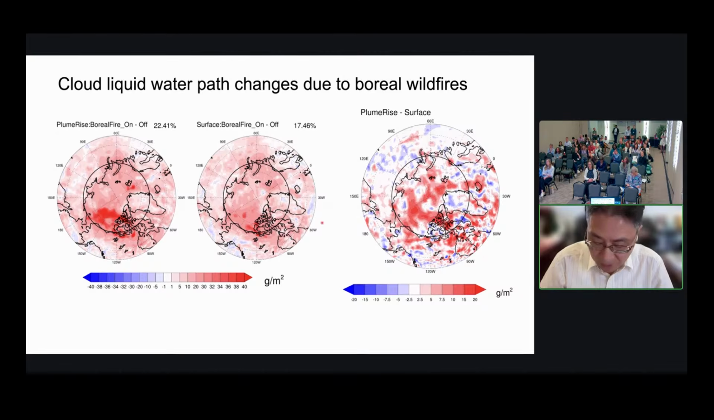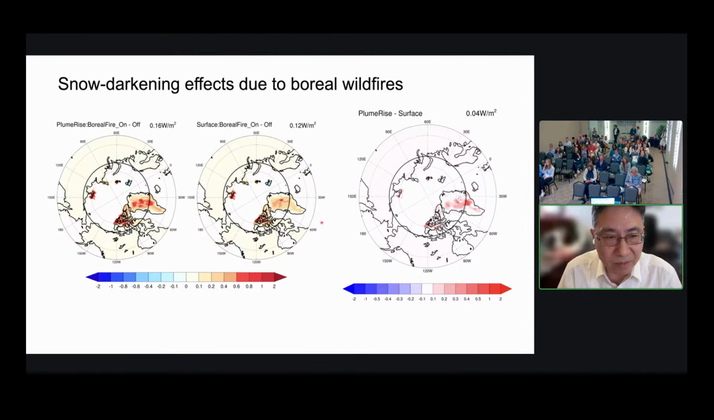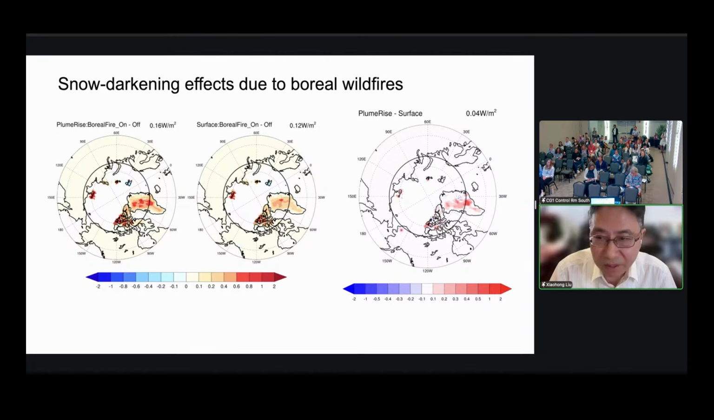And we also look at the snow darkening effect. Basically, biomass burning aerosol like black carbon deposits on the snow and ice. This shows the warming effect in Greenland, up to 1 or 2 watts per square meter. Certainly if you have plume rise, the transport is higher and there is more transport to the Arctic, so they have a stronger snow darkening effect compared with if you emit at the surface.